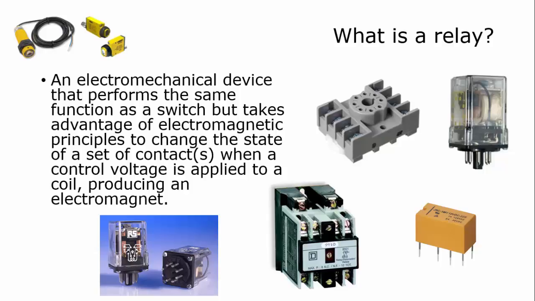So what is a relay? It's basically an electromechanical device that performs the exact same function as a switch. However, it takes advantage of electromagnetic principles to change the state of a set of contacts. So when a control voltage is applied to a coil, the coil produces an electromagnetic field, which produces an electromagnet, and that electromagnet attracts a set of contacts, or the wiper of the switch, and changes the state of those switch contacts.